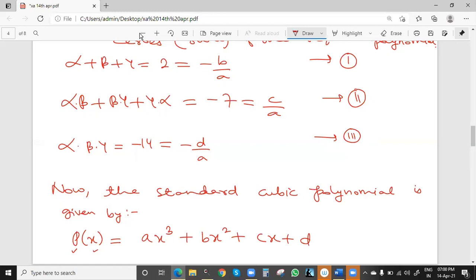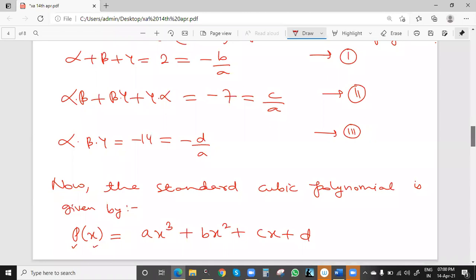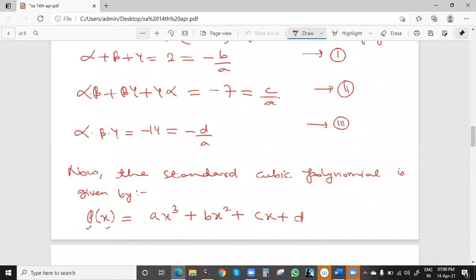Now one important thing we can see here: the minus b by a value is there, the c by a value is there, and the minus d by a value is given. With the help of these values we have to find the cubic polynomial, right? Okay, how can we find it? Minus b by a value is given, c by a value is given, minus d by a value is given.